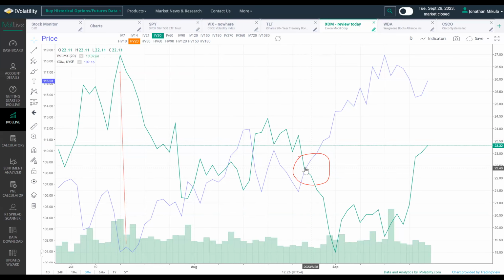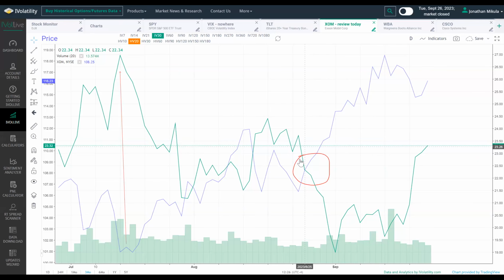But when I see a kiss like this, I'm like, okay, this is great. Historically, I've done hundreds of trades like this where this intersection happened, and it's a great opportunity to sell a put on companies I like. That's the key thing. If I didn't like Exxon, when I saw this kiss, I would do nothing, right? But when I'm bullish on a stock like Exxon, Walgreens Boots Alliance, and Cisco, the three examples I have for you today, I'm looking for a kiss like this.